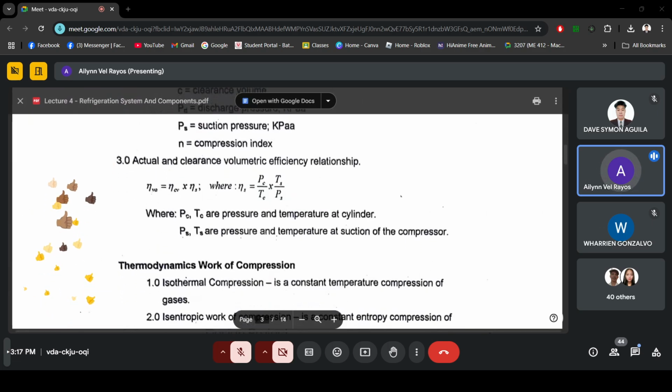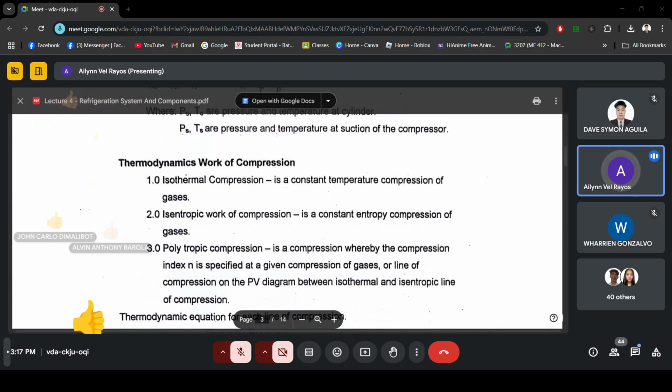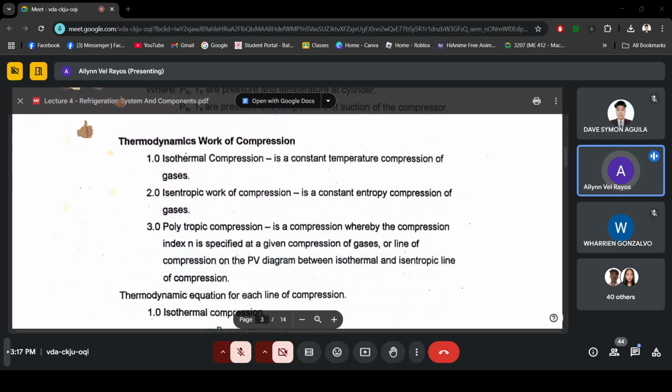Okay. Next that we have here is the thermodynamic work of compression. Most of the formulas in here were already used last week. Meron lang tayo ditong additional which is the isothermal compression, but none of the compression processes that we discussed for the refrigeration system undergo isothermal compression. So we'll focus on the isentropic work of compression and polytropic compression.